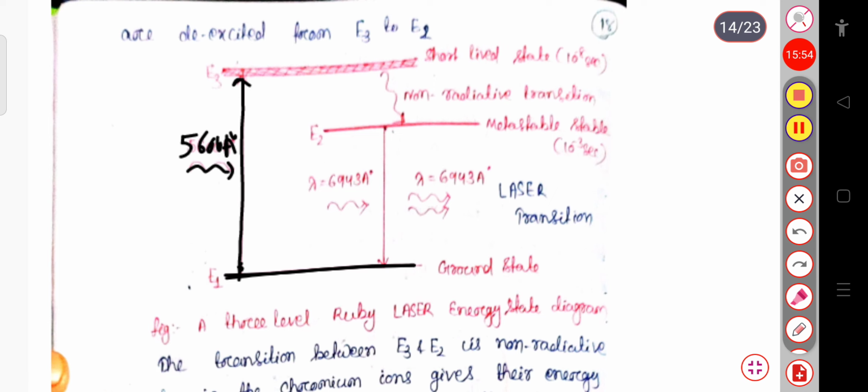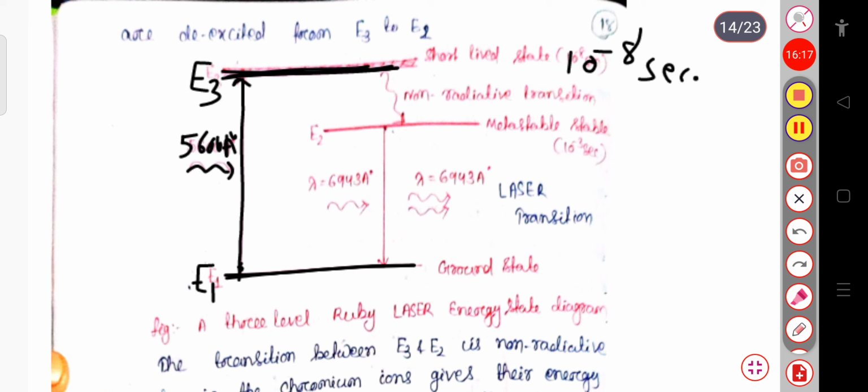Now the excited chromium ion will stay here for a very short time, that is 10 power minus 8 second. This is your E3 energy state and this one is your E1 state. So by absorbing such an amount of energy, it goes to this state, where it will live for only 10 power minus 8 second.